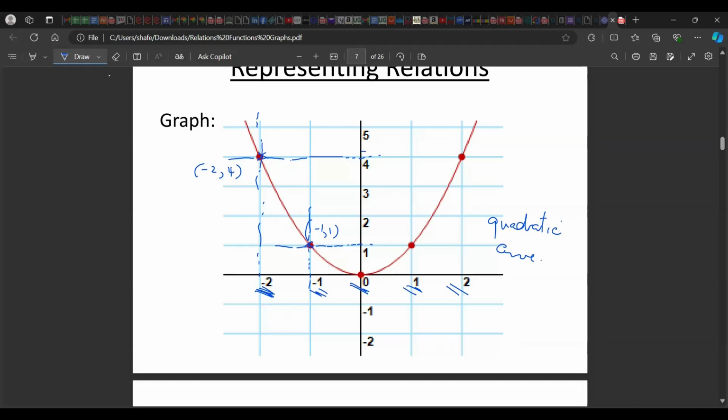Each number here might have 2 inputs producing it. -1 and 1 produce an output of 1. -2 and 2 produce an output of 4. So 2 inputs can produce the same output. And again, you can think of devices that are like that.